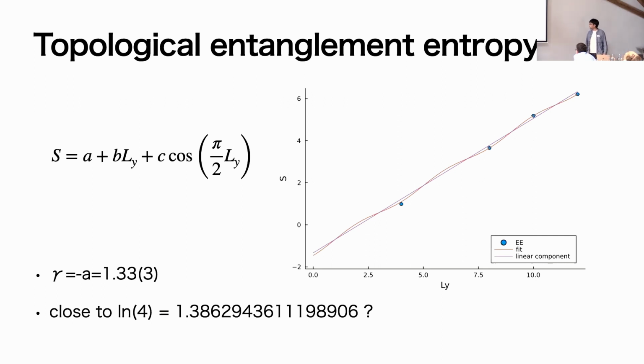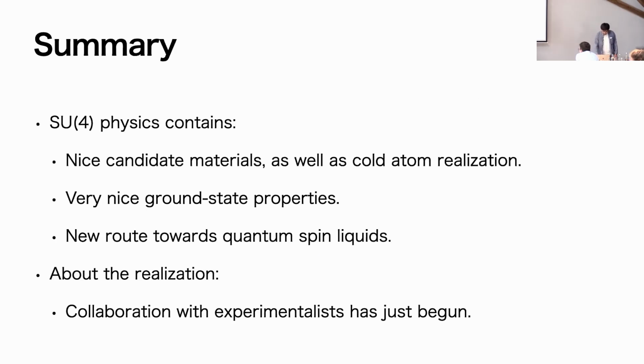Log of 4 is 1.386, and this is not exact, but still a very good signature of the quantum dimension of this system. And potentially, this means that the ground state should be the Z4 spin liquid with a topological entanglement entropy of log of 4. My new proposal is that the ground state of the SU(4) Heisenberg model on the honeycomb lattice should be a Z4 spin liquid. And this is the conclusion.